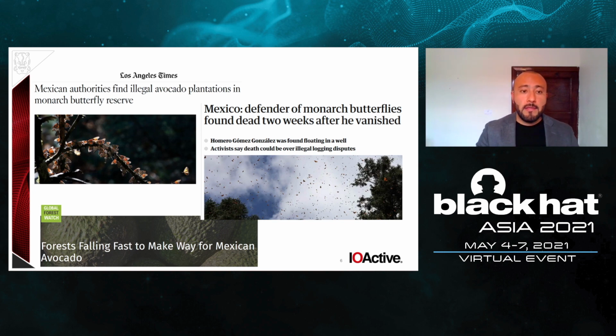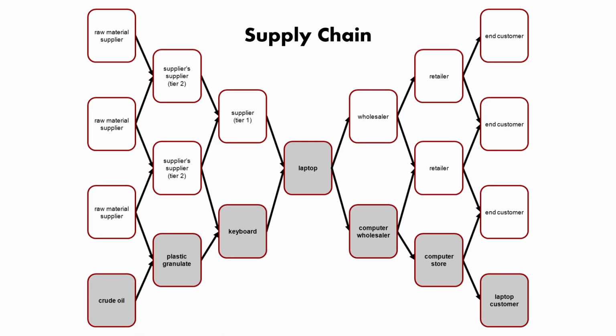So the people and even drug cartels realized they can make a lot of money with avocado, so they started to deforest the forests where these butterflies live. Also, the government have found many dead people, particularly activists that defend the butterflies ecosystem. This could be taken to the supply chain, right?